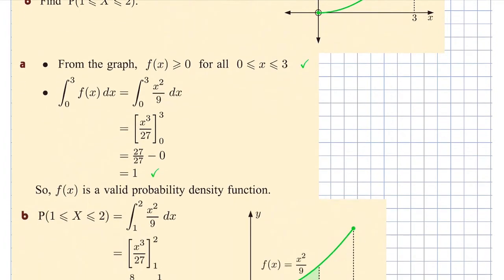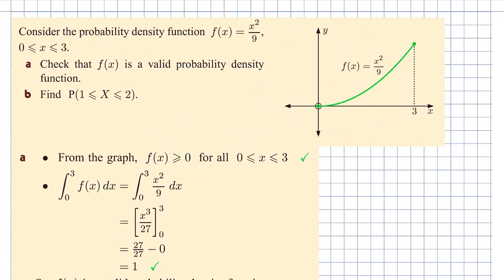So they've done that here. They've said that from the graph, we can see that the function is always greater than 0 over that domain, from here to here. That's what we're only interested in because the domain's given for that function. A probability density function will always have a domain. It potentially has a domain from negative infinity to infinity, as in the normal distribution, but normally it's going to be covered in a set of nice numbers.